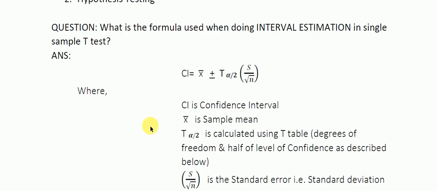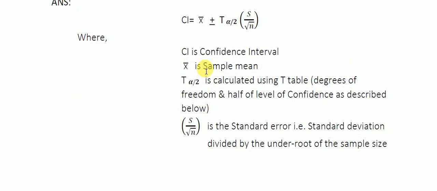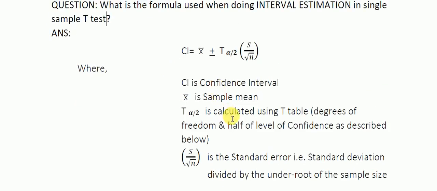So this is how confidence interval is calculated. So this is all. The thing that we have to learn over here is how we are supposed to calculate t alpha by 2, and I'll show you in a moment how we do that. So let's see.